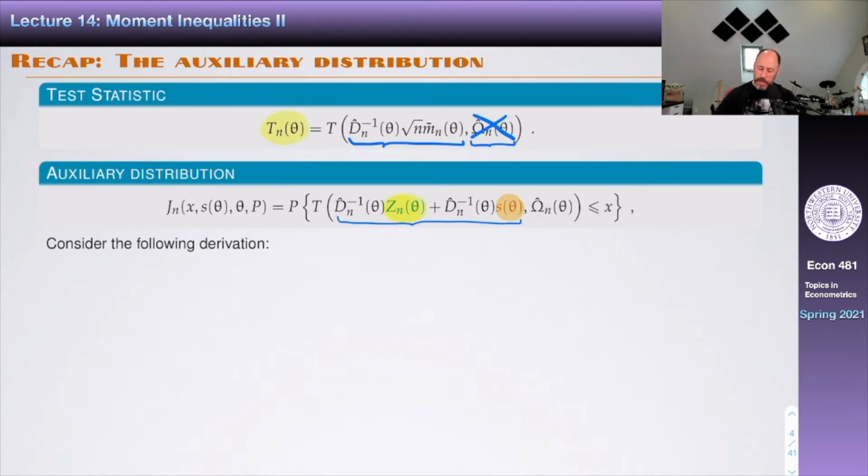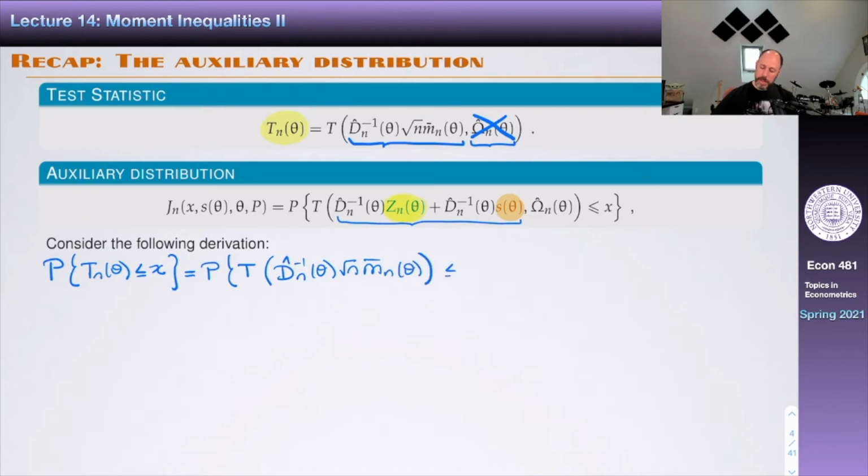Let me go over this again. So what we want is the distribution of the test statistic, which is the probability that the test statistic is less than or equal to whatever number x. So if I use what I have on top for this test statistic, this is T of D hat n inverse(theta) times square root n, m bar n(theta), less than or equal to x. Again, notice how I'm not using the omega hat for simplicity so that we have shorter expressions. That's the only reason, okay?